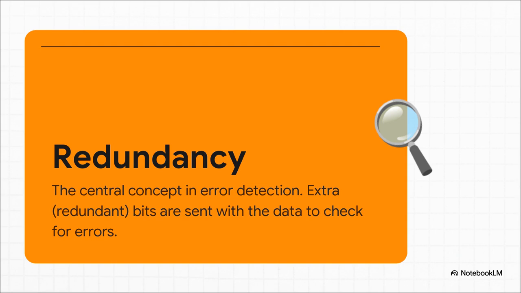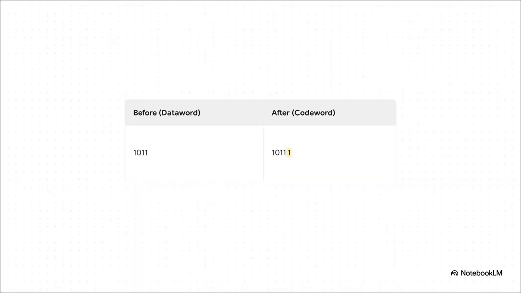Well, the solution is this beautifully simple idea called redundancy. The whole concept is that we send some extra, non-essential bits along with our actual data. These extra bits act like a proofreader, giving the receiver a way to double-check if the message showed up in one piece. So let's look at a classic trick for this. It's called a parity check.